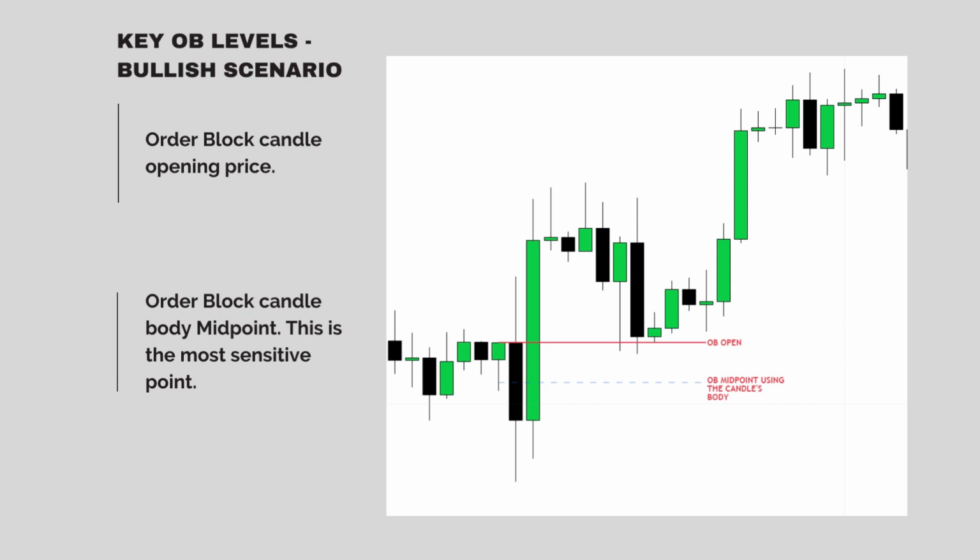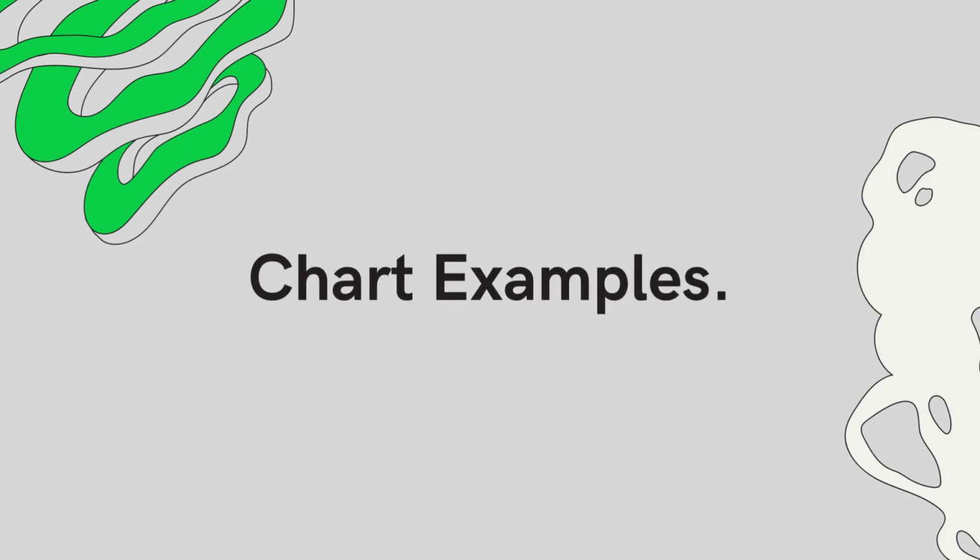When the body is big enough, consider the body. But sometimes you have a smaller candle, so you can consider the entire range when defining the midpoint of the candle. So we'll look at some chart examples.